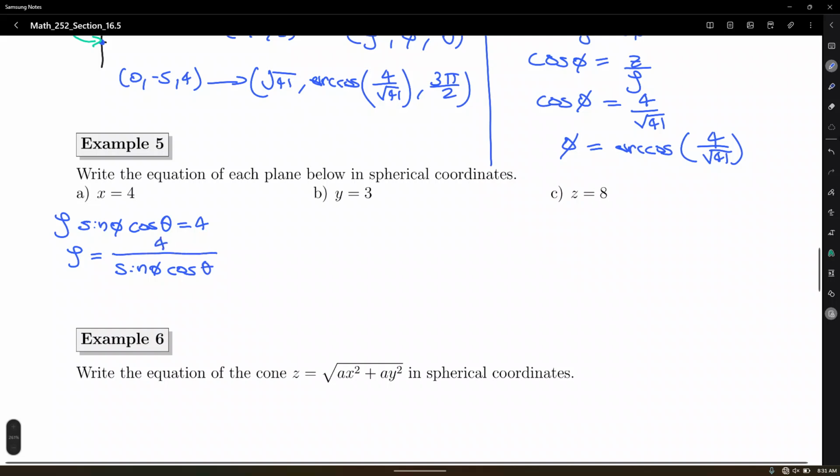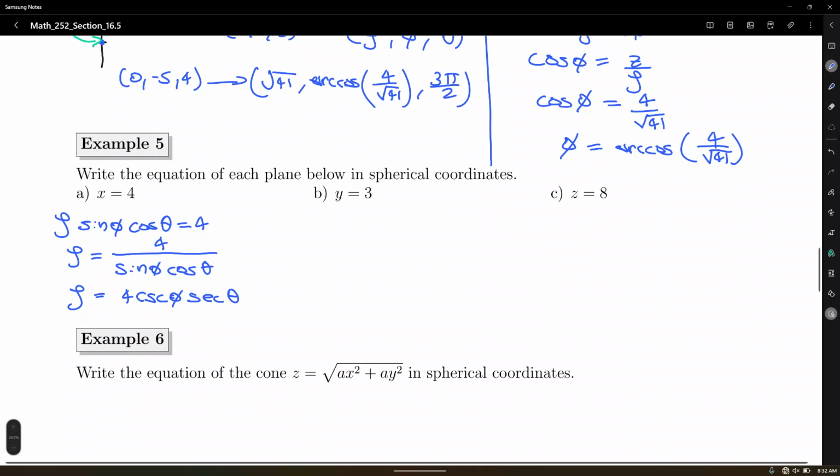But you may not want to leave variables in the denominator, so you might want to use trigonometric identities and move the sine phi and cosine theta to the numerator. That is, rho equals 4 cosecant phi secant theta. And that's how an equation of a plane looks in spherical, right? Yes, it looks more complicated than just x equals 4, y equals 3, z equals 8. But we need to get used to these conversions.